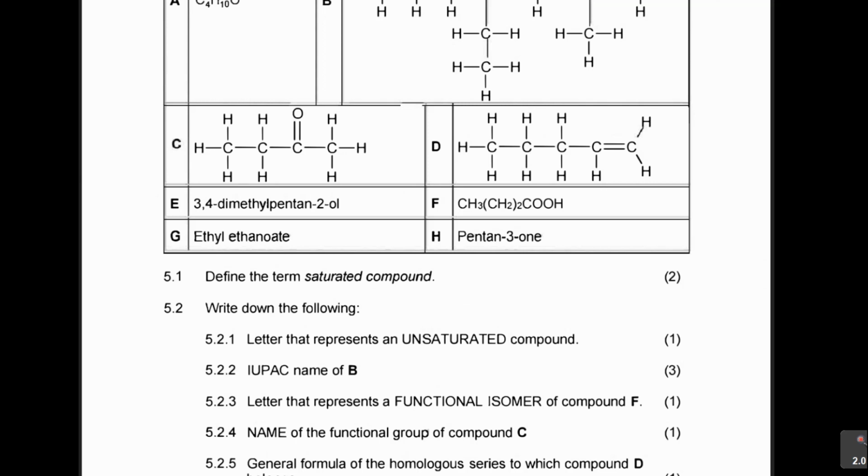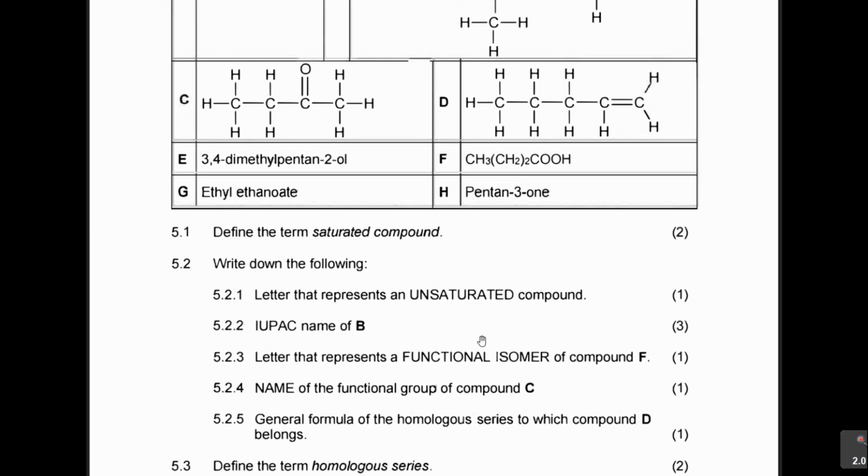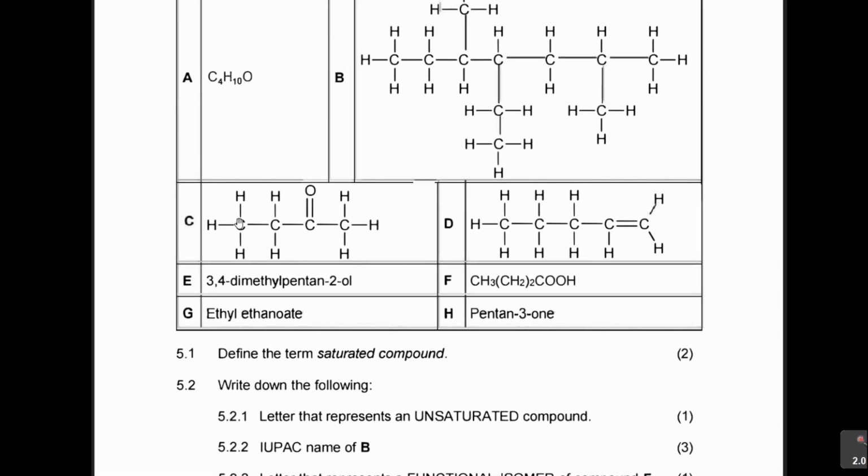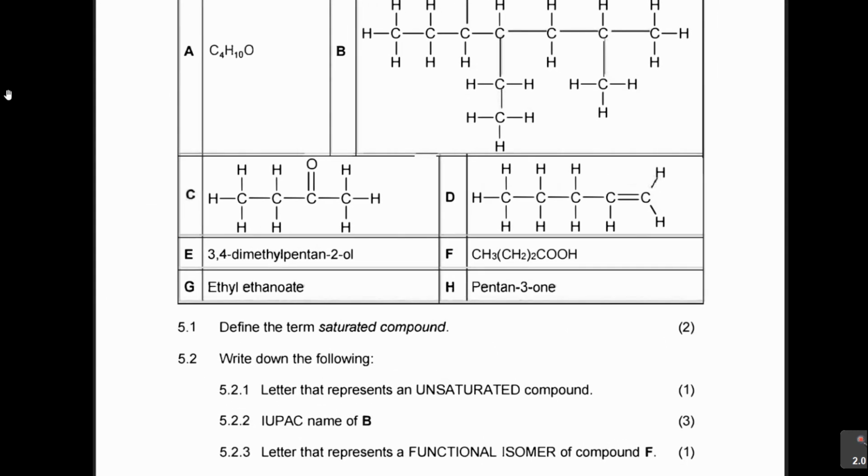Then the next one, name of the functional group of compound C. Let me erase that. Compound C. Name of the functional group. What is this one? You can see that this is a carbon surrounding this carbonyl group. It's a ketone. The functional group there is ketone.